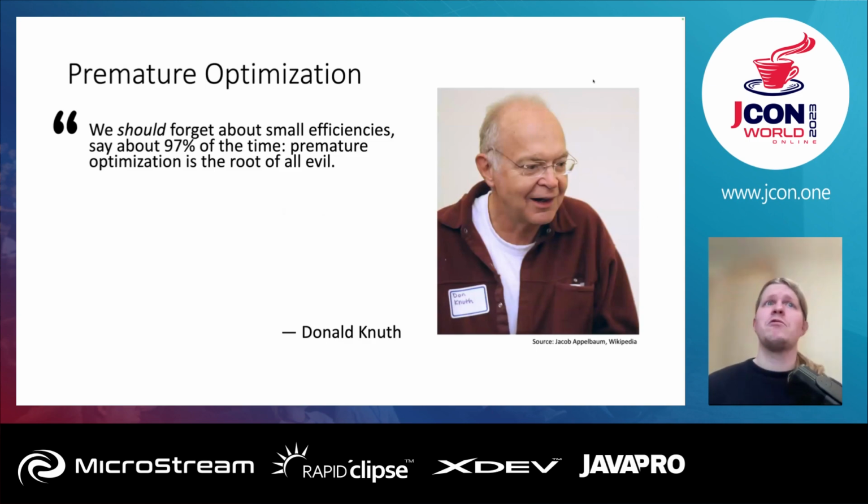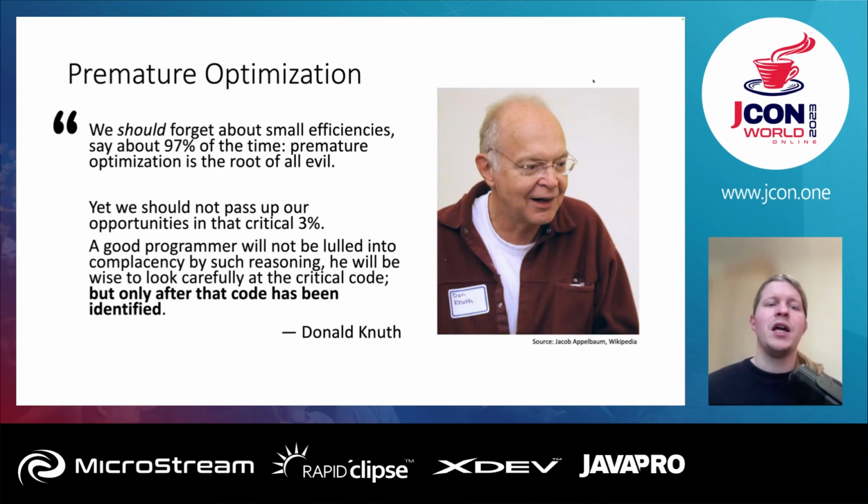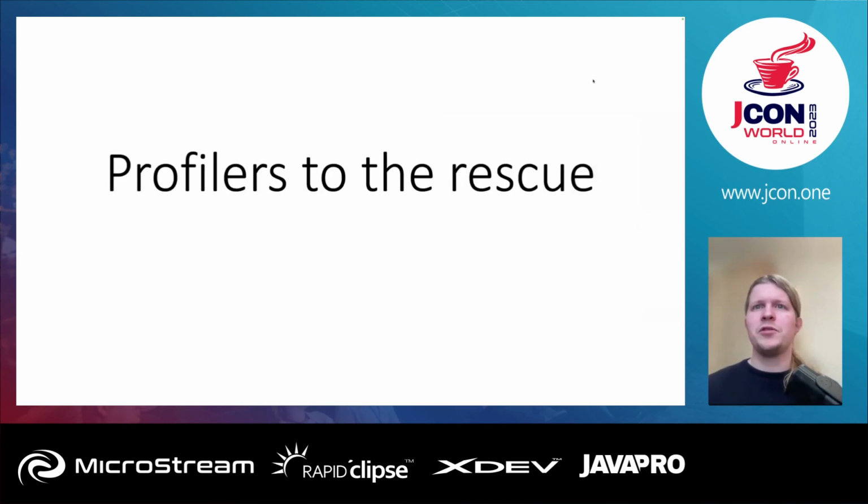But it told me that I probably didn't read the whole quote of Don Knuth, because he actually wrote, "We should forget about small efficiencies, say about 97% of the time. Premature optimization is the root of all evil. Yet we should not pass up our opportunities in that critical 3%. A good programmer will not be lulled into complacency by such reasoning. It will be wise to look carefully at the critical code, but only after it has been identified." And that's where profilers come to the rescue.